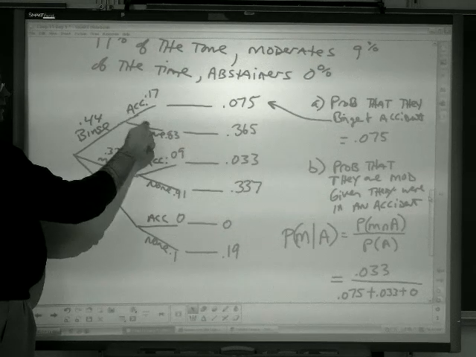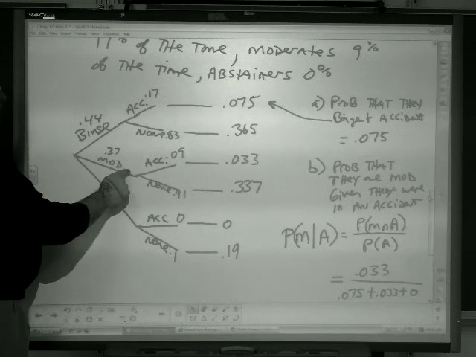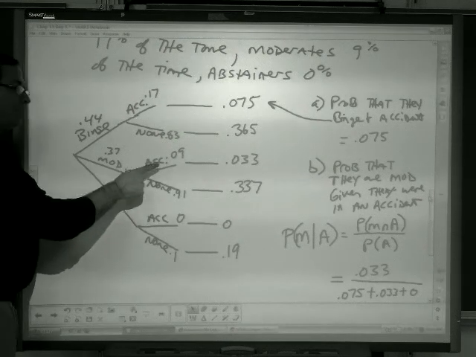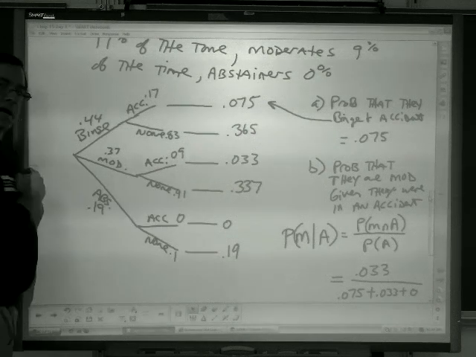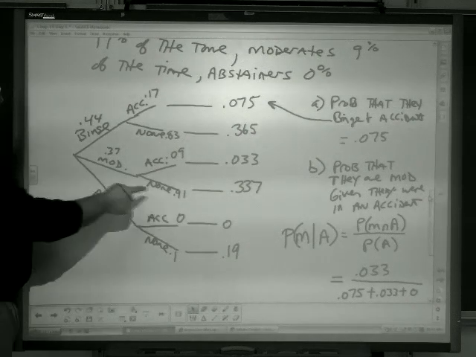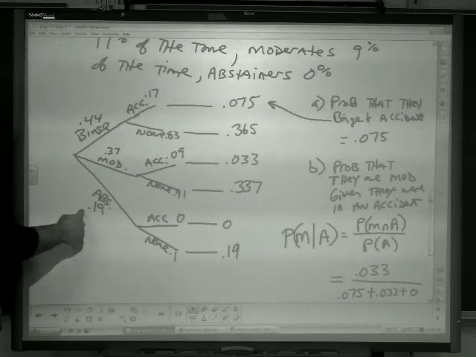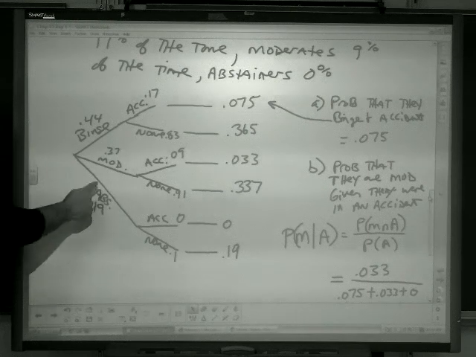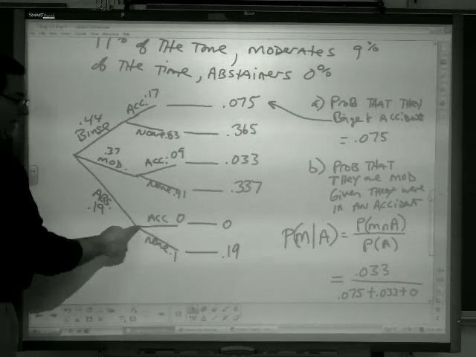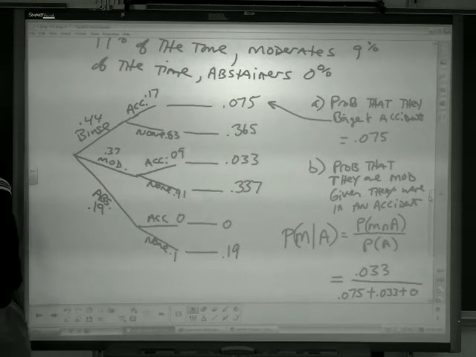up to 100%. Moderate, 37% of the time, they're a moderate drinker. 9% of the time they're in an accident, 91% of the time they're not in an accident. And again, these have to add up to 100%. Abstainers, where did I get the 19% from? Well, this plus this add up to 100. They don't get in accidents, so no accident is a full 100% of the time.